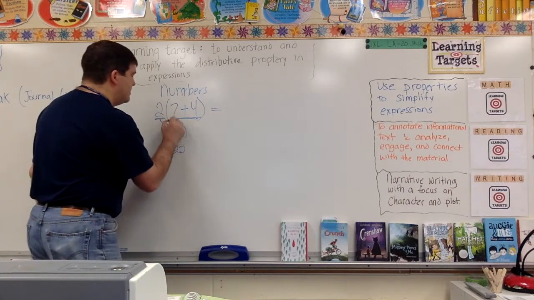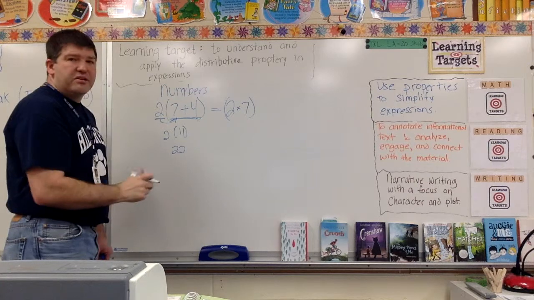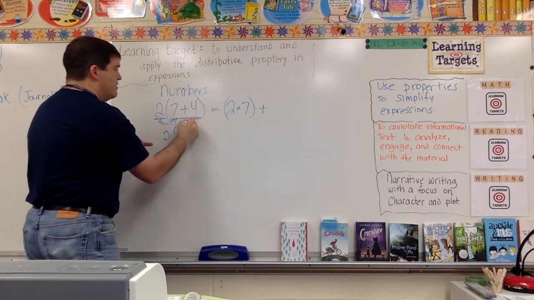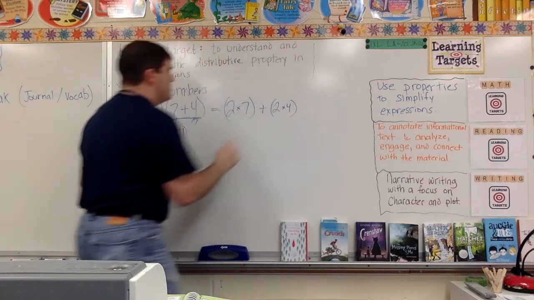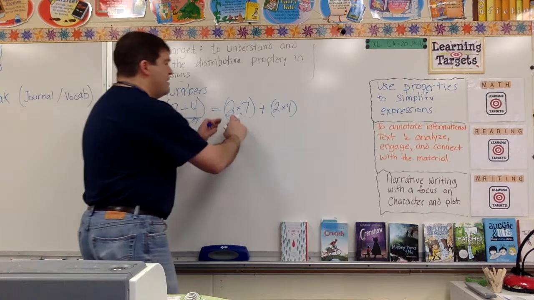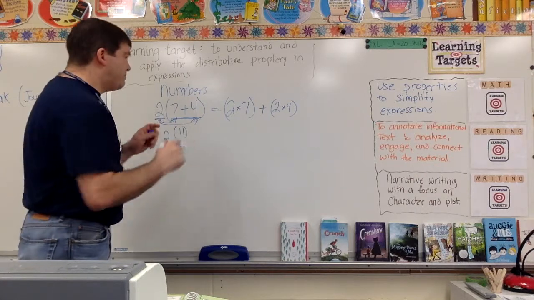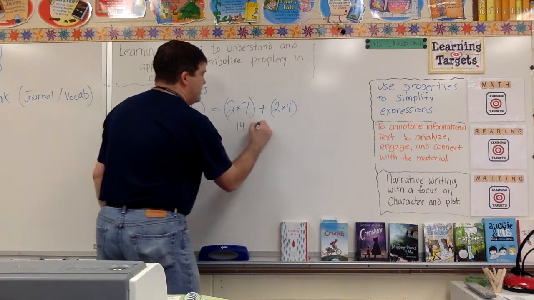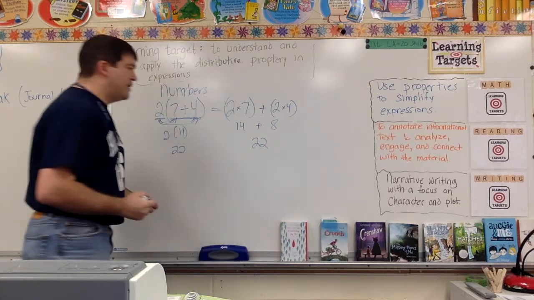Okay, I get 22. Or I could distribute it out. This 2 is going to multiply the 7. 2 times 7. That's part of the package. But I can't forget about this 4. I need to add it to 2 times 4. So here I took 2, parentheses 7 plus 4, and I distributed that 2 out to the 7 and the 4. So let's solve this to make sure we get the same answer. 7 times 2 is 14, plus 2 times 4 is 8. 8 plus 14 is 22.